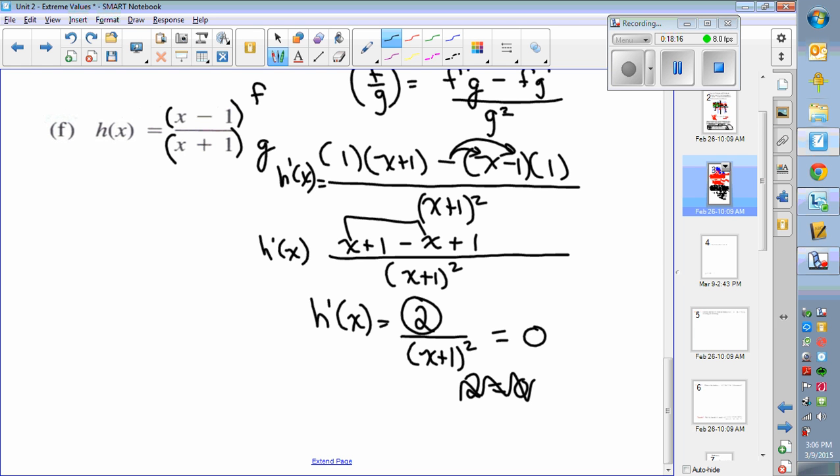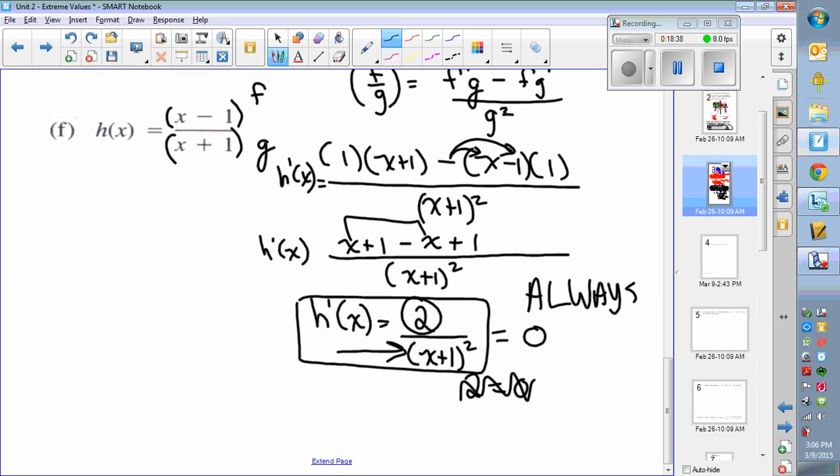Well, look at the function that you've written. You have 2 on top. It doesn't change. 2 is always positive. Look at the denominator. It's squared. It's always positive. You can't put a real number in there, square it, and get a negative number. I don't care what you put in. You're squaring it. It's going to be positive. So this function is always positive, and if it's always positive, then it's always increasing. This is a function that doesn't increase and decrease. It just always increases.